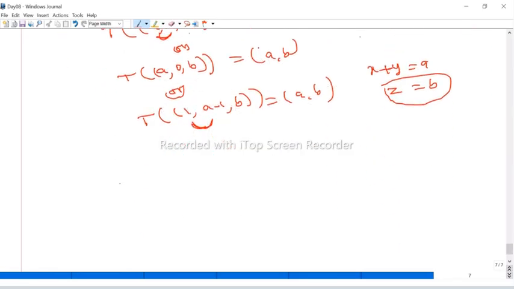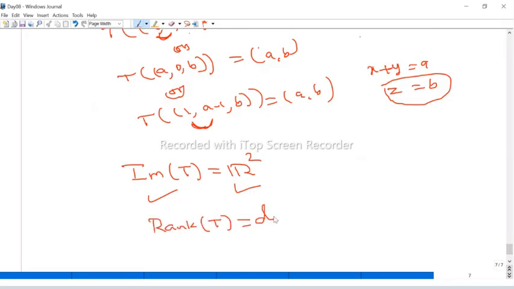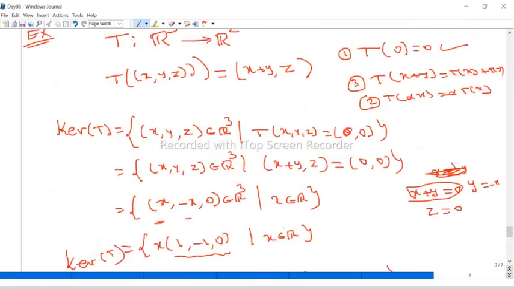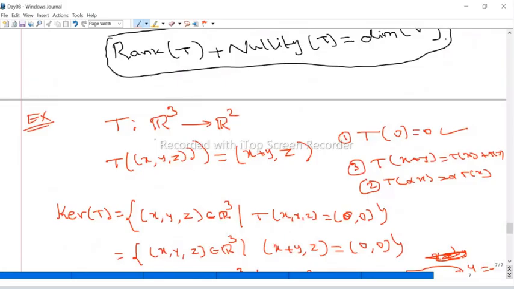So onto means what? The image of a function should be the entire space. So the dimension of the image is nothing but the dimension of this R2, which we know is 2. Therefore, rank of T is nothing but the dimension of the image. But here the image is nothing but the whole space, that is R2, and the dimension of R2 is 2. Therefore, rank is 2. Already we found that nullity is 1. So rank is 2, therefore 1 plus 2 is 3. So 3 is nothing but the dimension of the domain. We know that the dimension of R3 is 3.